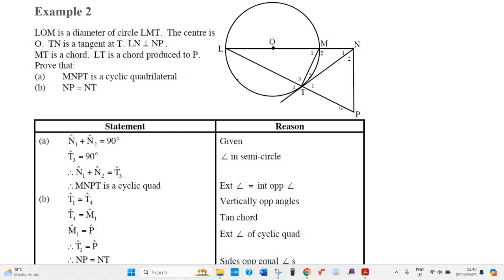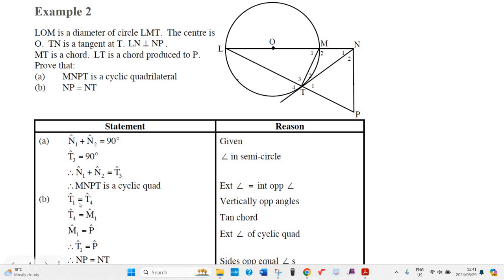Those two angles are equal. But I have to write it out. Look how they write it out. T1 equals T4, vertically opposite angles. T4 equals M1, tan chord theorem. And then M1 equals P, the exterior angle of a cyclic quad. Well, therefore, this T1 is equal to P. That's right, because they're both equal. Yeah, they have to be equal to each other.